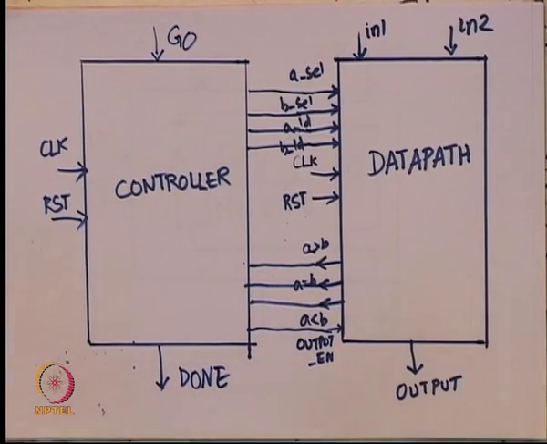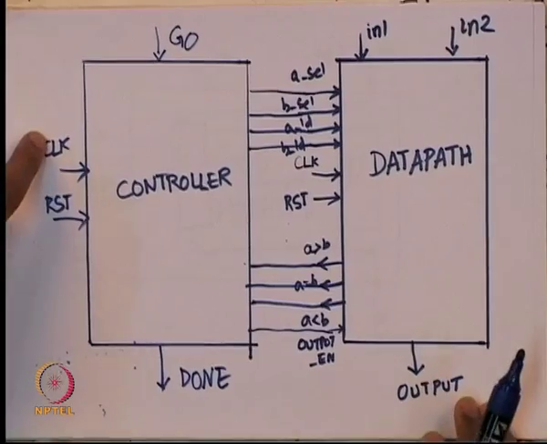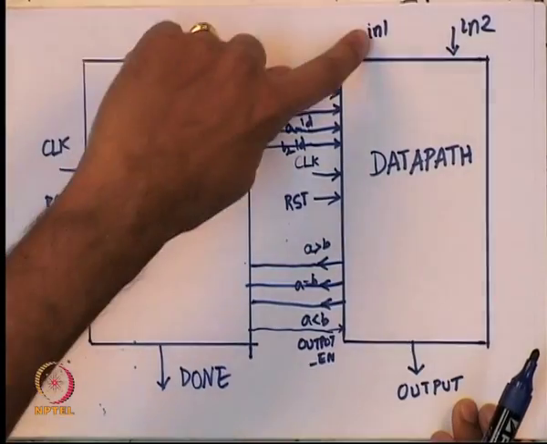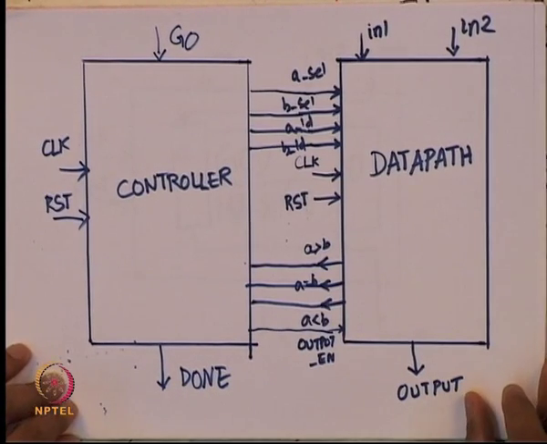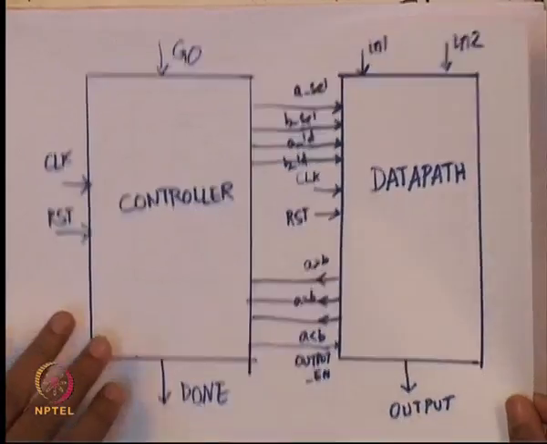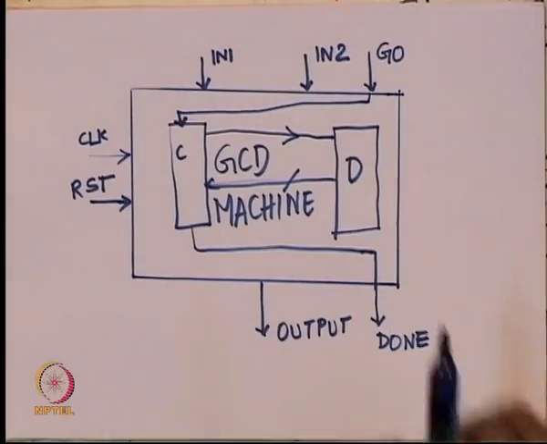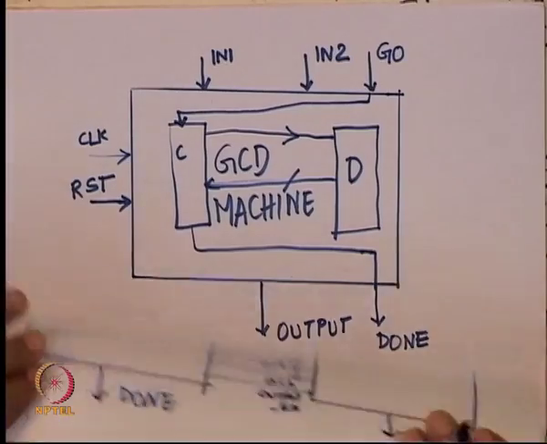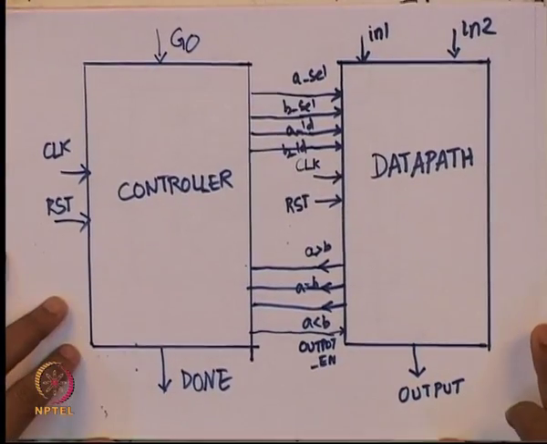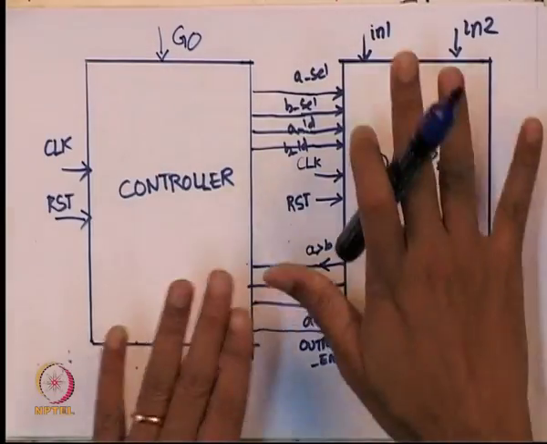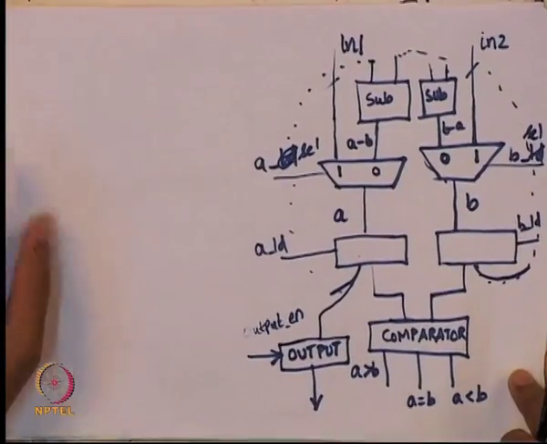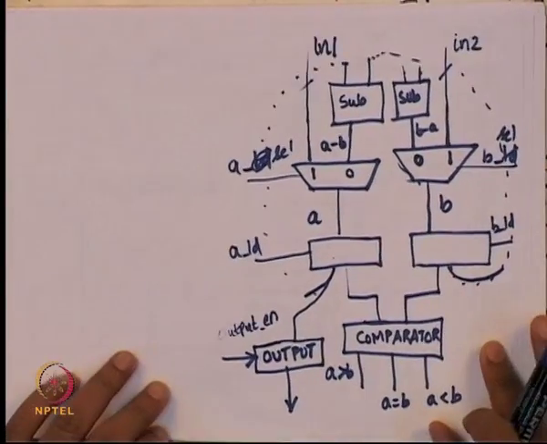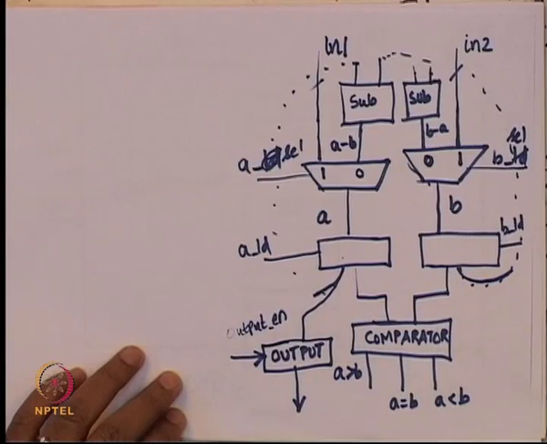So, this is my whole chip. You can look at the whole chip now. There is clock, reset, go, in1, in2 which are all the inputs, and done and output which are the outputs. If I want a very abstract view of this chip, that is the abstract view. If I dig a little deeper, I get this. I have a controller and a data path, and if I dig a little deeper than that, the data path is actually this. I did not draw the controller yet, but the data path is this.